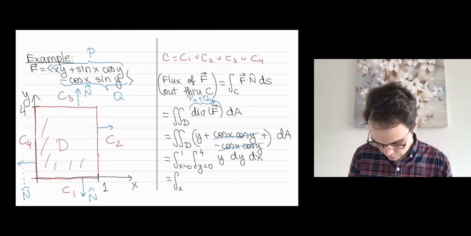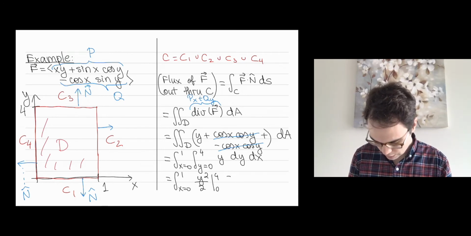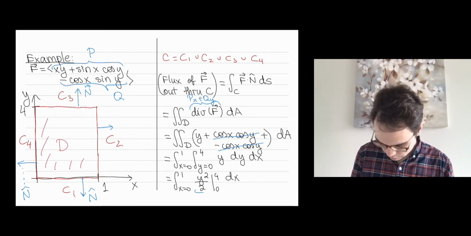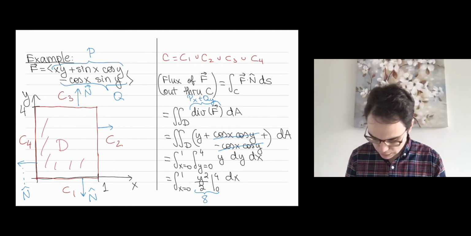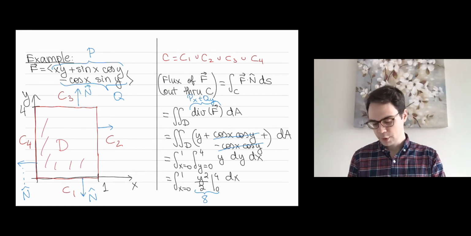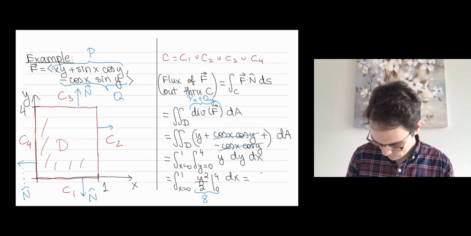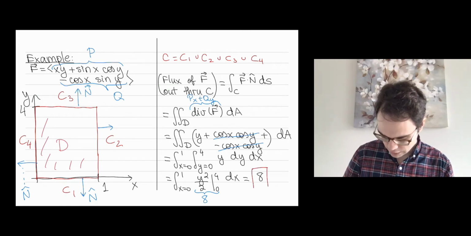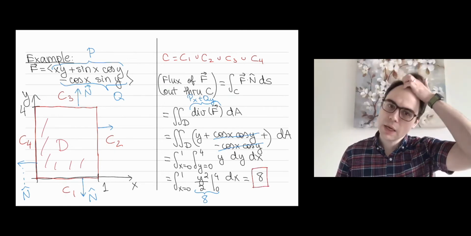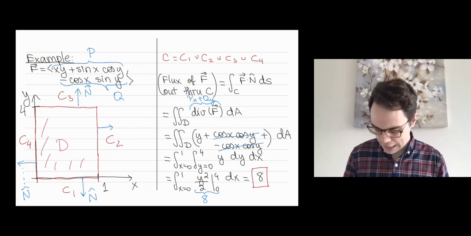That's the integral for x from 0 to 1 of y squared over 2, between 0 and 4, times dx. So this thing over here is just 16 over 2, that's 8. And 8 integrated with respect to dx from 0 to 1 is just 8 times 1, which is 8. So that's our final answer. So the flux of this vector field f out of this square is 8.